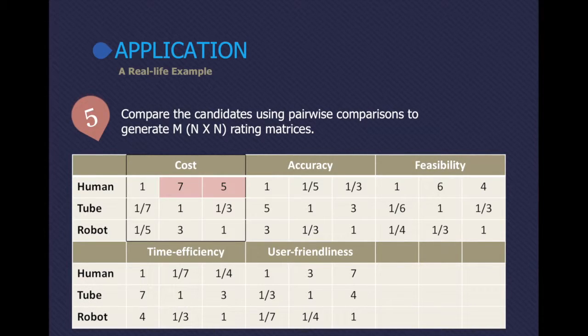Then, the 3 transportation systems will be rated with respect to each individual criterion. We will use the first criterion, cost, to demonstrate the process. Based on the research result, we believe that the human method is the most economic among the 3. From the financial aspect, it is favored very strongly over the tube method and quite strongly over the robot method. According to the rating table, 7 and 5 are entered respectively. The same process is repeated for each criterion.